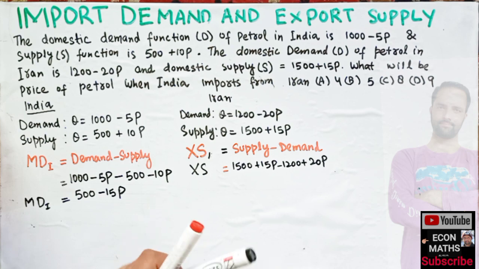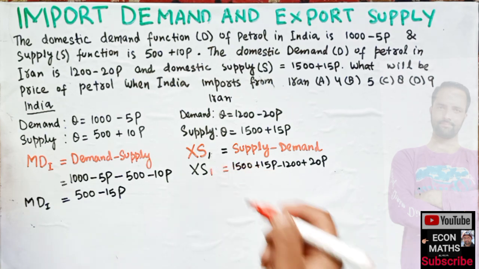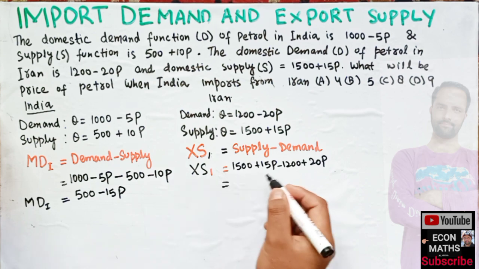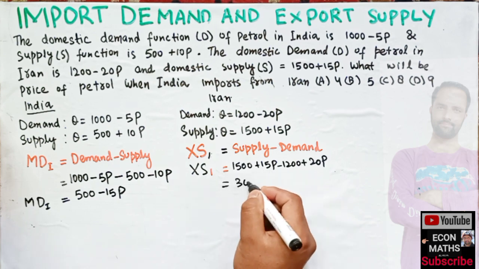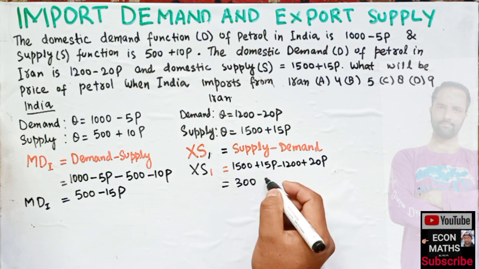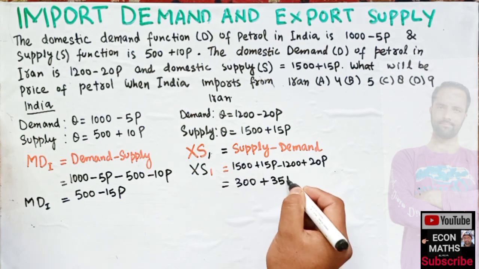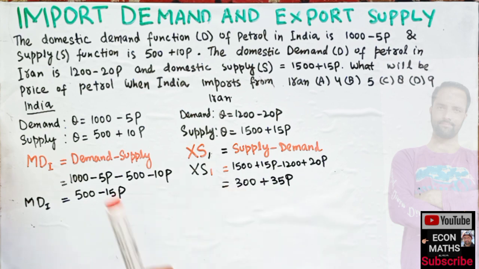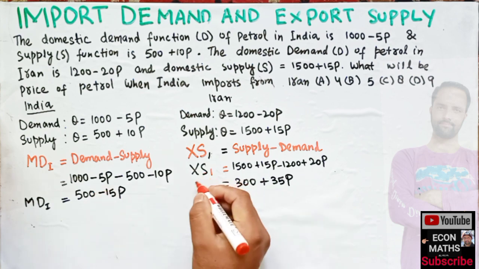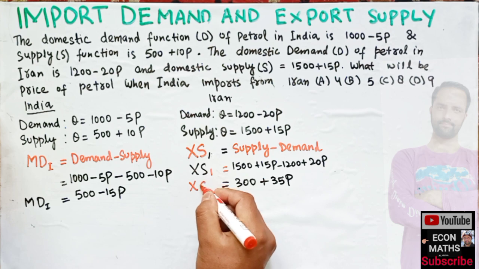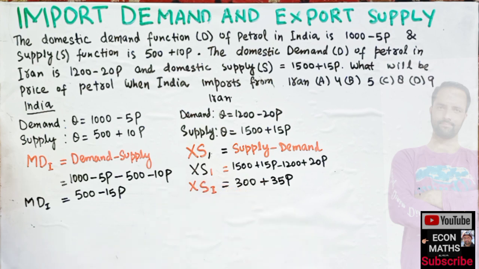The export schedule for Iran is given by this function. So this is 1500 minus 1200, which is 300, plus 35p. And this is the export supply schedule of Iran.